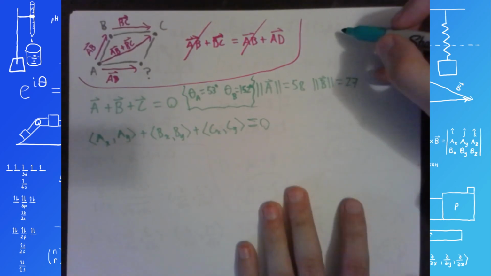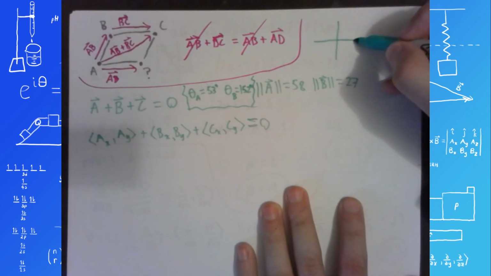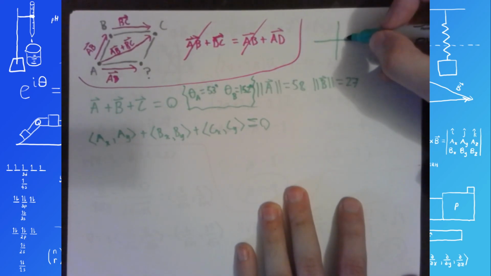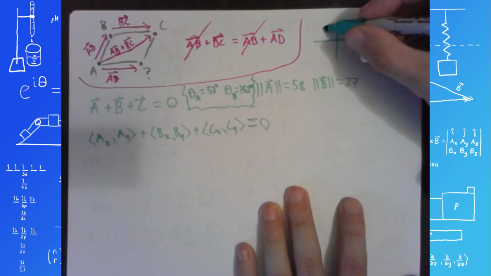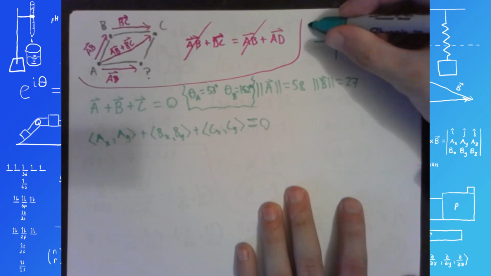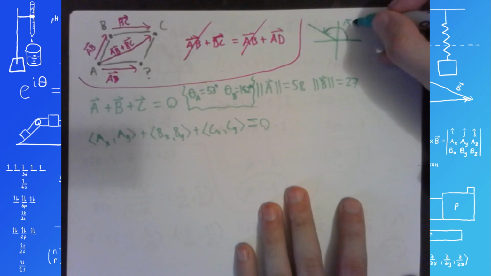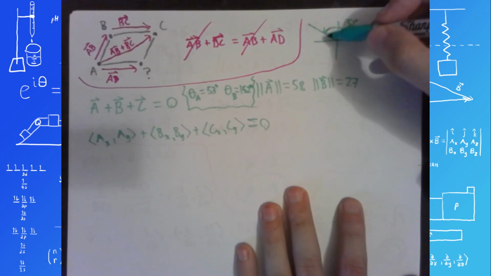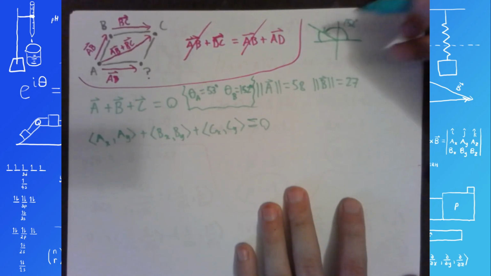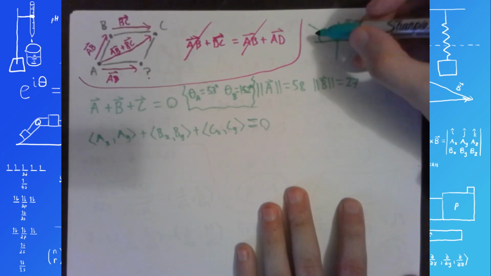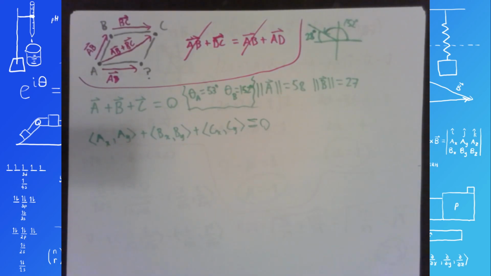Okay, if I were to draw a coordinate system just to get an idea of that 152 degrees, that would look something like this. That would be 152 degrees. Or if you subtract from 180, that would be 28 degrees with the negative x-axis. So we can go ahead and just get the components.